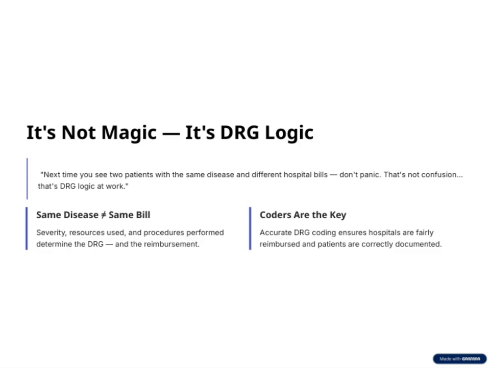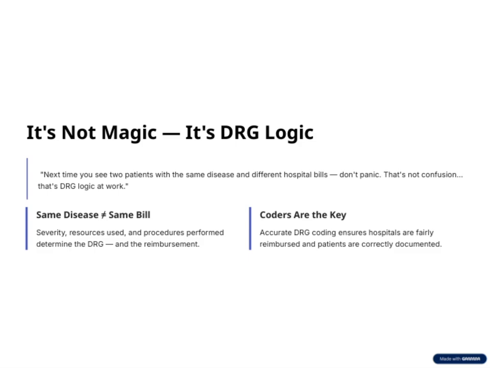Now, you might have noticed that sometimes two patients with the same disease end up with different hospital bills, and that can be confusing at first glance. But don't worry, that's not an error or a mistake. That's actually how DRG logic works in action. It's designed to account for differences in severity and resource utilization, which means bills can vary even for similar diagnoses.